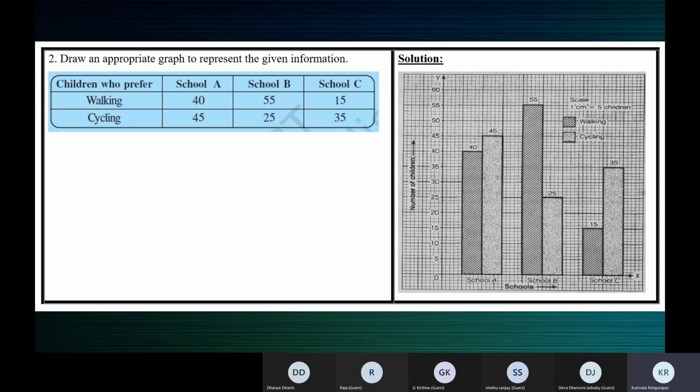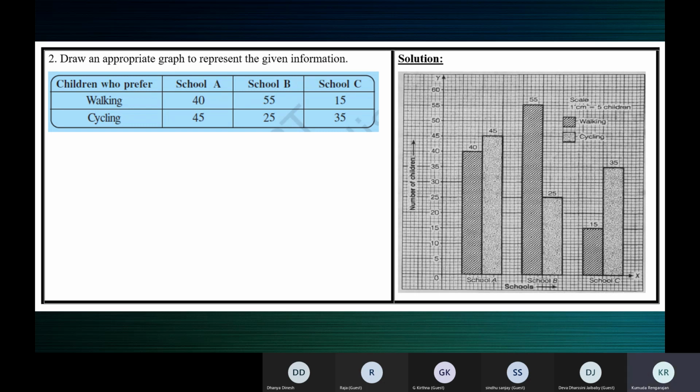So for school A, you will have to show 2 bars representing walking and cycling. School B, you will have to show 2 bars representing walking and cycling. Similarly, for school C, you will have to show 2 bars representing walking and cycling. Note that the 2 bars of a particular school stick together. There is no gap between them.